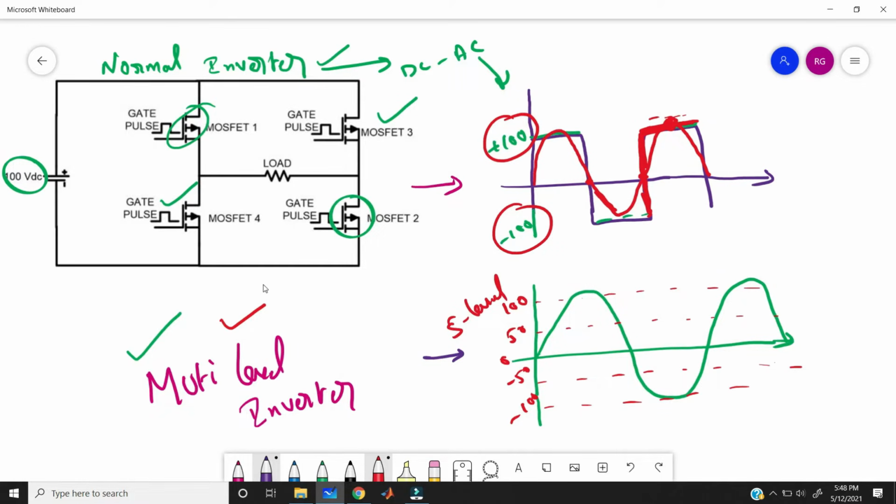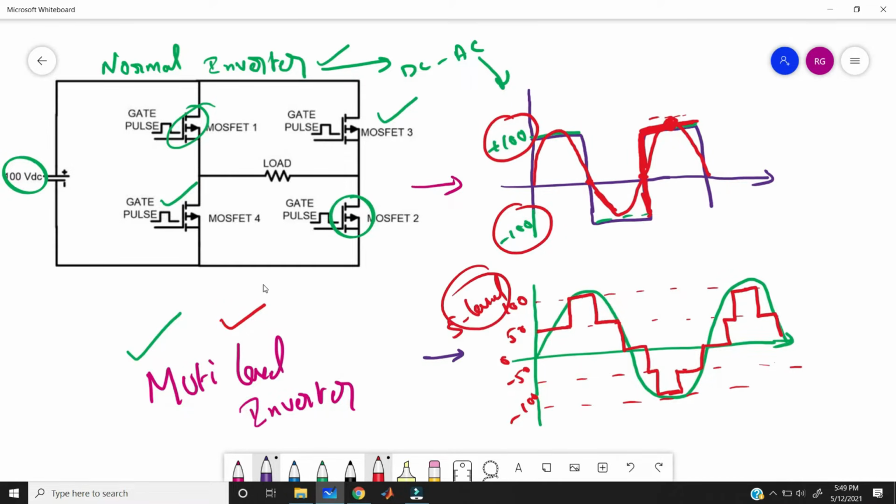If you take the exact output of 5 level inverter, then that will be like this. First of all, you can get the 50 volts, and then you can get the 100, and then 50, and then you can get the 100. Again it is 0, and then you can get 50, and then minus 100, minus 50, 0, 50, 100, 50, 0. So this is the output voltage of 5 level inverter.